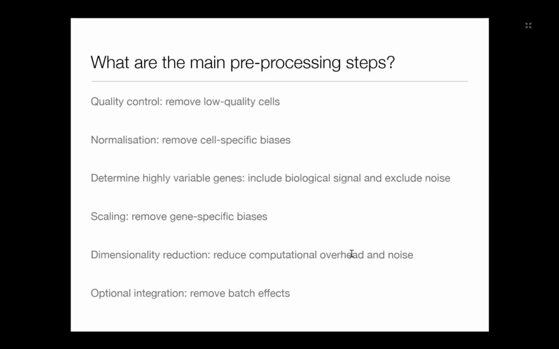First, we always look at the quality of the data to remove low quality cells. Then we normalize data to remove cell-specific biases. After that, we can determine highly variable genes, so genes that vary a lot across the cells, because we want to include the biological signal while excluding the noise. Then we have to scale the data to remove gene-specific biases. We do dimensionality reduction to reduce computational overhead and noise. And optionally, we can remove batch effects. I will walk you through these steps now.